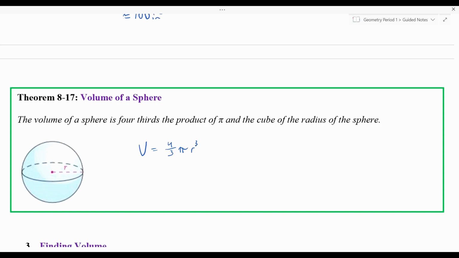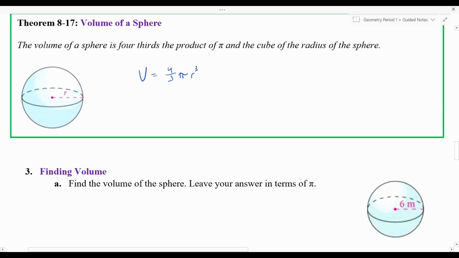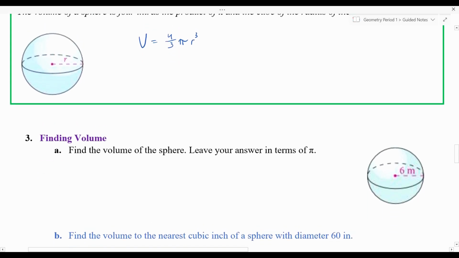And this is what we're going to be using to calculate some of these problems right here, starting with example number 3. And example number 3 asks, find the volume of the sphere. Leave your answer in terms of pi. So we need to have pi in our answer. So let's use the formula right now. We have volume equals 4/3 pi r cubed. And do we have the radius? Actually, they do give us the radius. So all we have to do is plug in the numbers that we have.